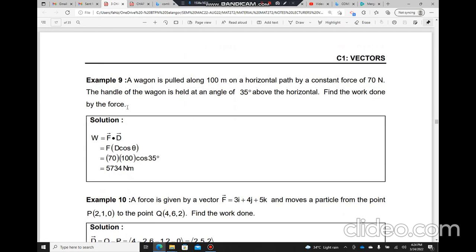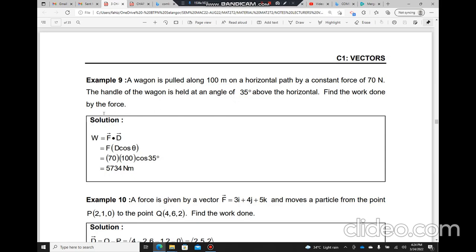Okay, saya tunjuk satu lagi contoh. Example 9. A wagon is pulled along 100 meter on a horizontal path by a constant force of 70 Newton. The handle of the wagon is held at an angle of 35 degree above the horizontal.